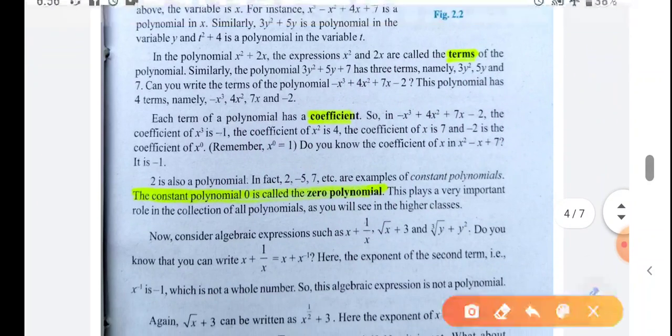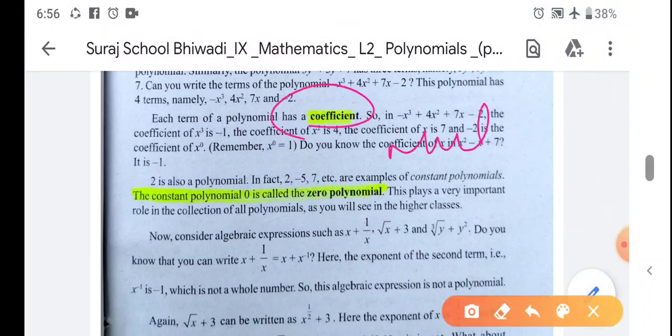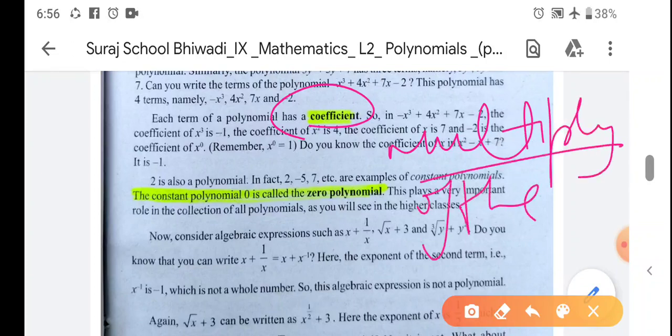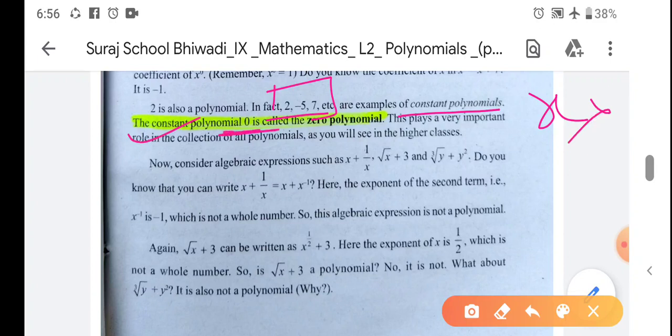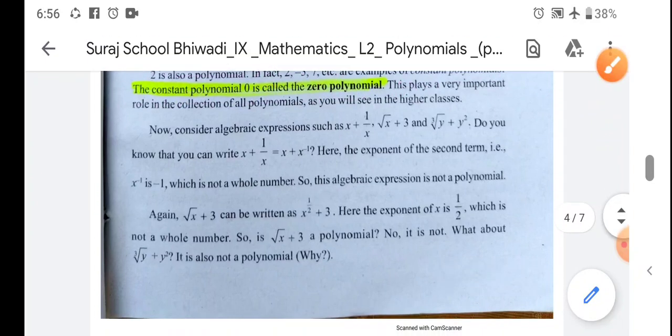So coefficient means the number which is multiplied with the variable. Then we come to constant polynomials. Constant polynomials are those which do not have the variable x. There will be no presence of x. The constant polynomial 0 is called the zero polynomial.